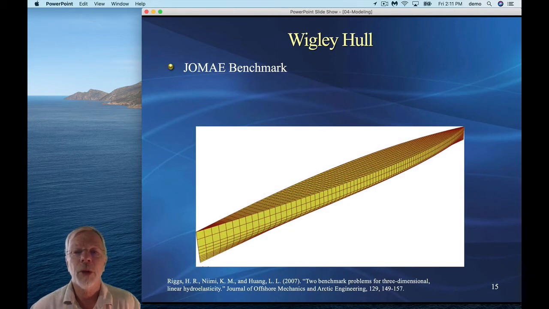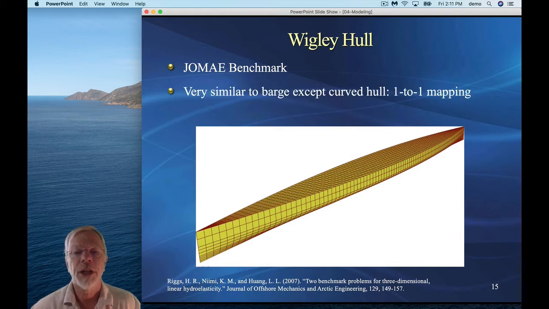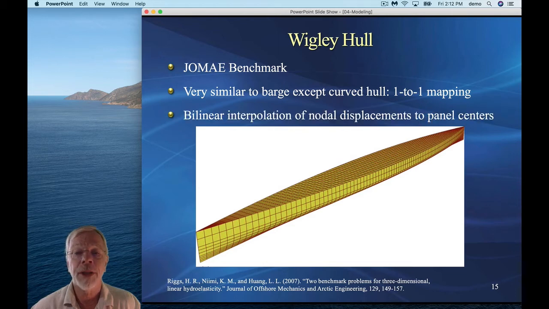The second example in that paper was a wiggly hull, and this example was actually very similar to the barge. The primary difference was that the hull was now curved rather than just flat surfaces. So we again used a one-to-one mapping. However, because of the curved surfaces, we needed to use bilinear interpolation of the four nodal displacements to get the displacements at the panel centers.